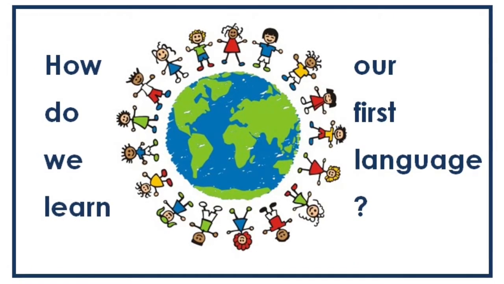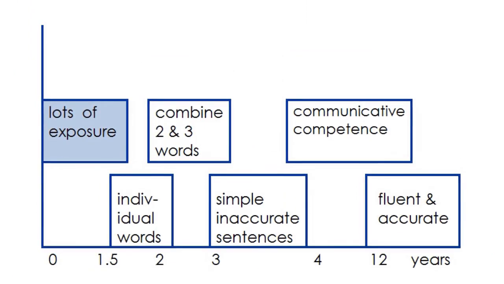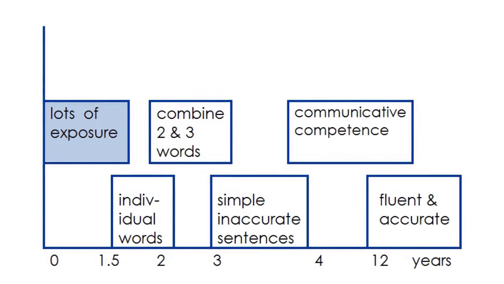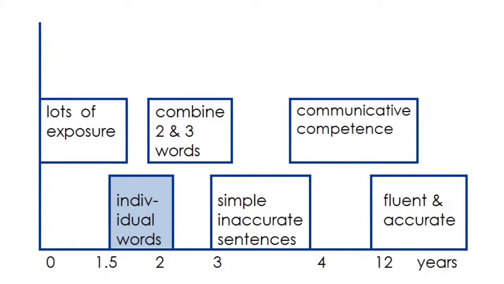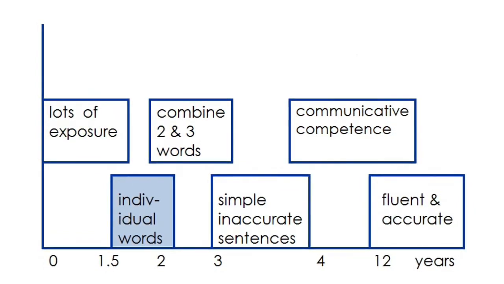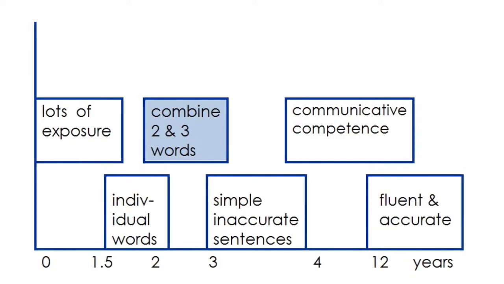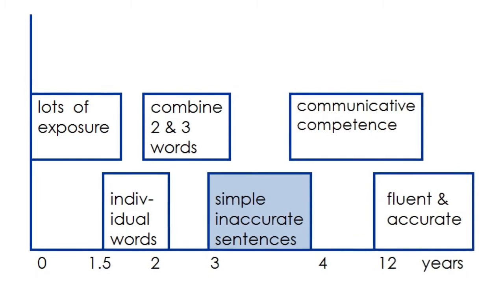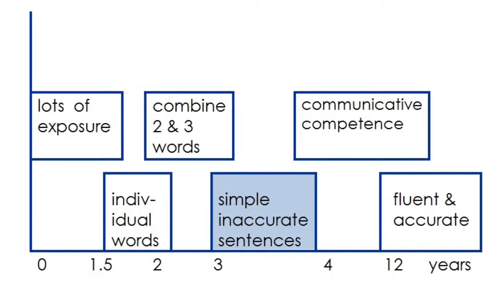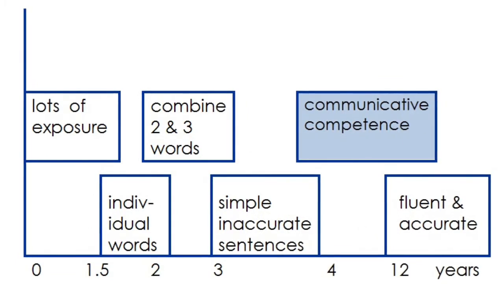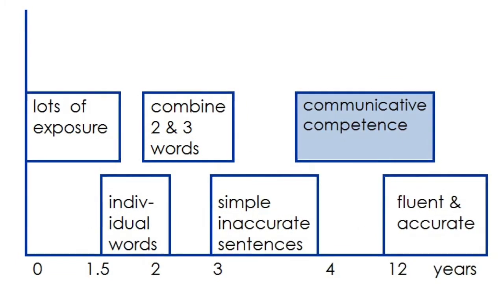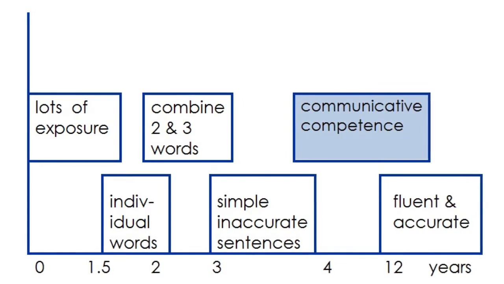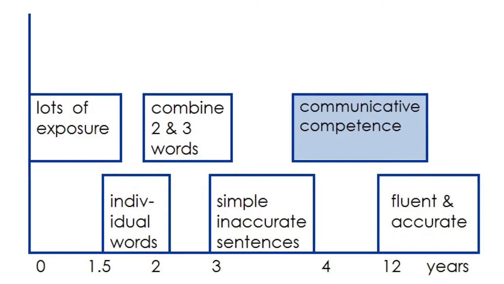I've mapped out the significant stages on this timeline, so the years run along the bottom. We start by being exposed to a great deal of language for about 18 months without saying anything meaningful. We then begin to say individual words, and then between the ages of 2 and 3 we make combinations of 2 and 3 words. Between the ages of 3 and 4 we progress to combining words in very simple but usually grammatically inaccurate sentences. From the age of 4 we develop a communicative competence which allows us to function in most situations, although our language continues to contain many inaccuracies and we struggle to understand or explain more complex ideas.